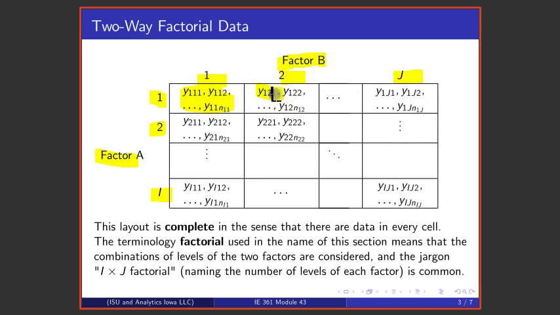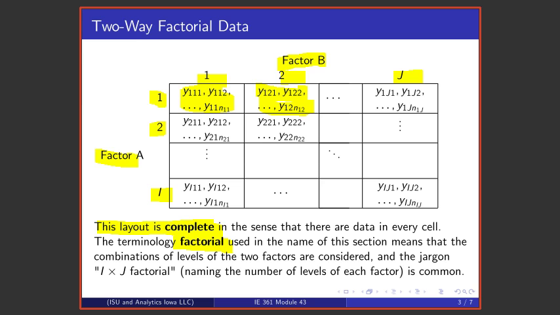In this cell, we're in the first row and the second column, so there'll be y's with the first index saying row 1, the second index saying column 2, and then the third index saying we have data values 1, 2 up to some number for the first row and the first column. We're going to assume that this data layout is complete in the sense that one has data in every cell. This two-way table structure is typically called a factorial structure.